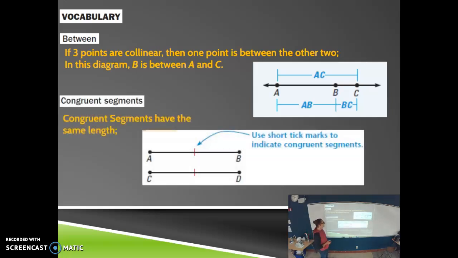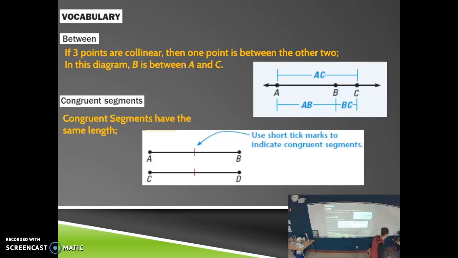Congruent segments have the same length. These tick marks are going to be super important as we talk about them. Tick marks mean that they are congruent. Congruent means that they have the same length, the same measurement. Triangles can be congruent, segments can be congruent, angles can be congruent. These are all different things that can be congruent if they have the same measurement. It means that they're basically the same. If we have a tick mark, that means that those 2 measurements are going to be the same.